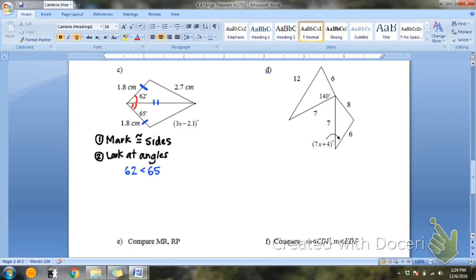Then where do you think I might go after this? Okay, good. You're looking at the side that's across from the angles, right? So across from 62 is 2.7. And across from 65 is 3x minus 2.1. Good. Okay, let's go ahead and solve this.